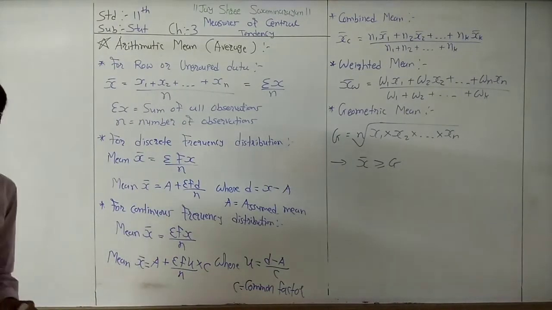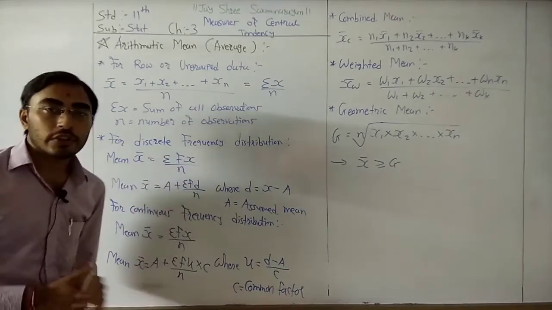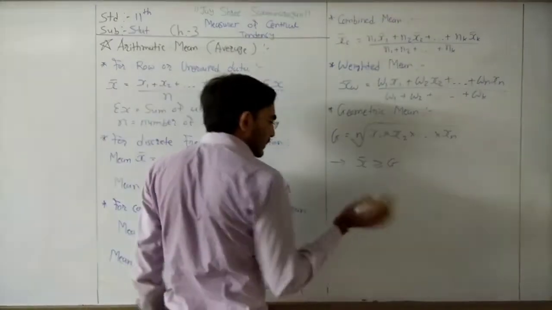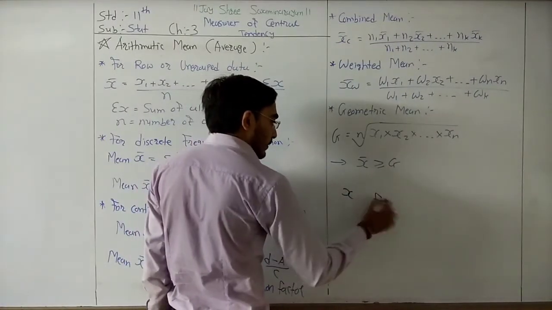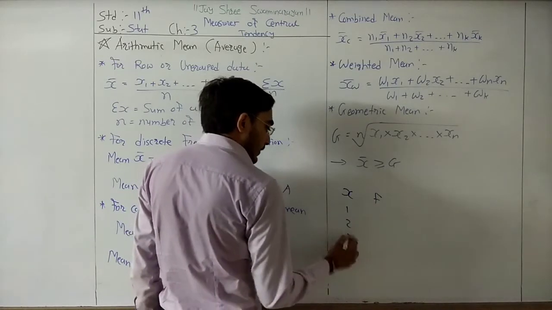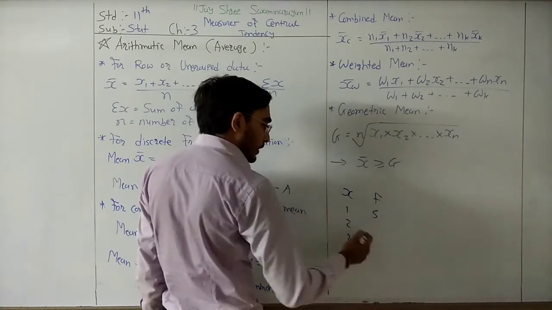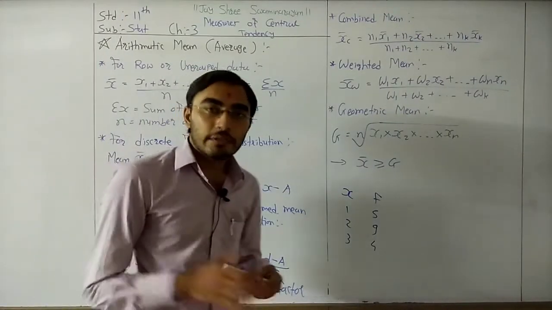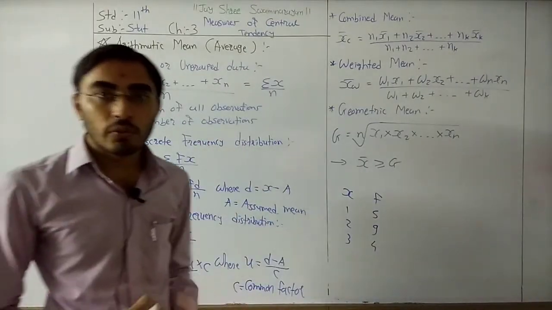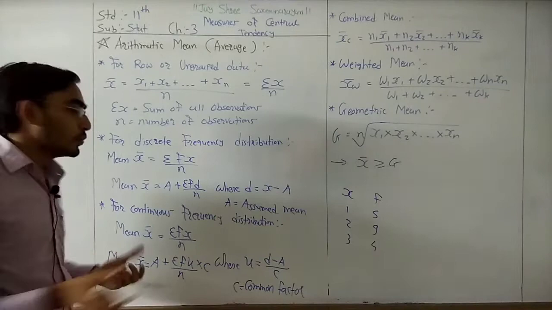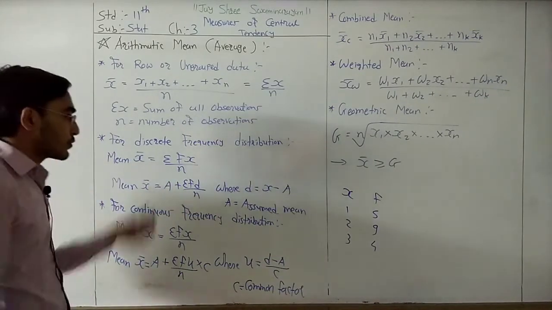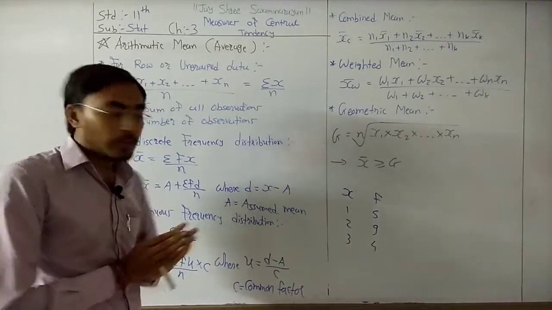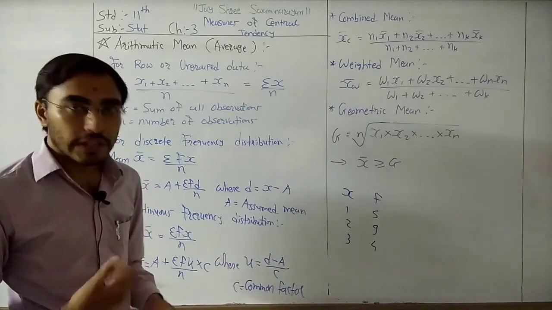Then the next type is discrete frequency distribution, otherwise called discontinuous frequency distribution. In that, one table is given to you, x and f. Here some values are given, 1, 2, 3, and frequencies, that means 1 five times, 2 maybe seven times, 3 four times. If this type of table is given to you and you need to find the value of mean, you need to use this formula, mean x bar is equal to sigma fx divided by n. Here fx means multiplication of frequency and your observation x.